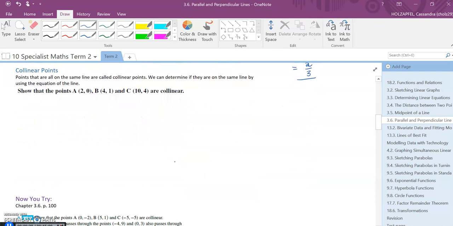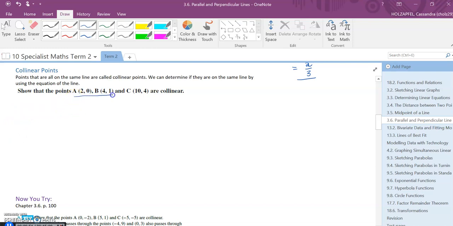Now, collinear is a new term. We haven't actually talked about this yet. So if we have, say, 3 or 4 points and they're all on the same line, they're called collinear because they share a line. So we can determine if they're on the same line by using the equation of the line. So again, I've got 2 points here. I'm going to work out the gradient and I'm going to work out the equation of the line.